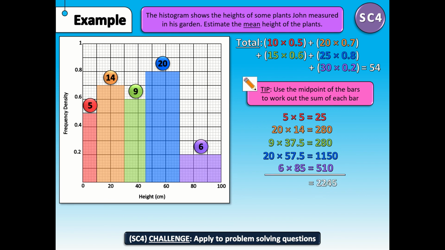So that's a total of 2,245. So now we need to divide that by the total. So the mean height of the plant is 41.6 centimeters.